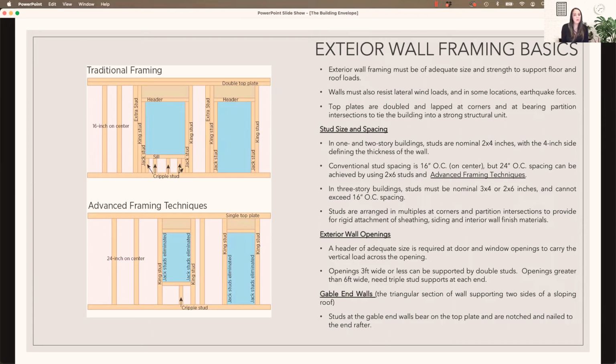And we're going to talk a little bit about roof structures later, but a gable end wall is essentially that triangular wall that makes the roof form. So the studs at the gable end walls bear a lot of the weight of the roof, and so they need to be notched and nailed to the end of the roof rafter. But again, we don't specify this. We don't typically draw framing plans. That's typically an architect's scope of work, but it's good to know when you're looking at a building or walking a new construction building, so you get an idea of the different framing techniques.